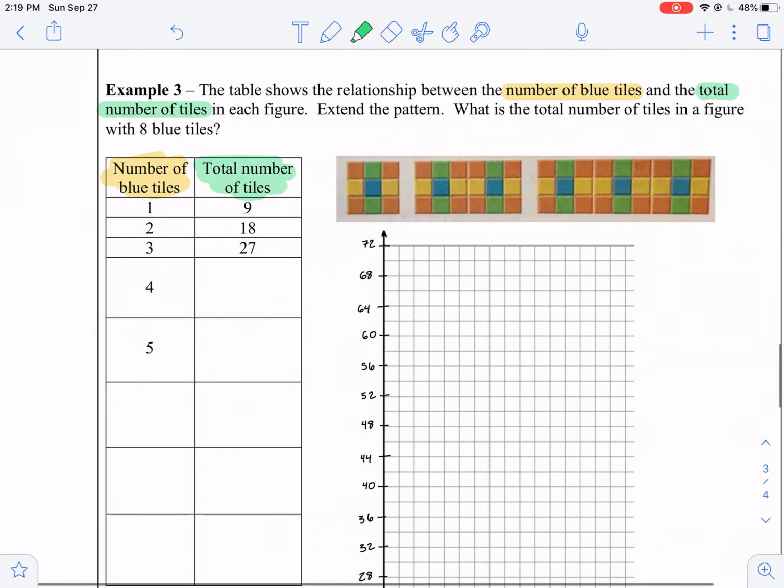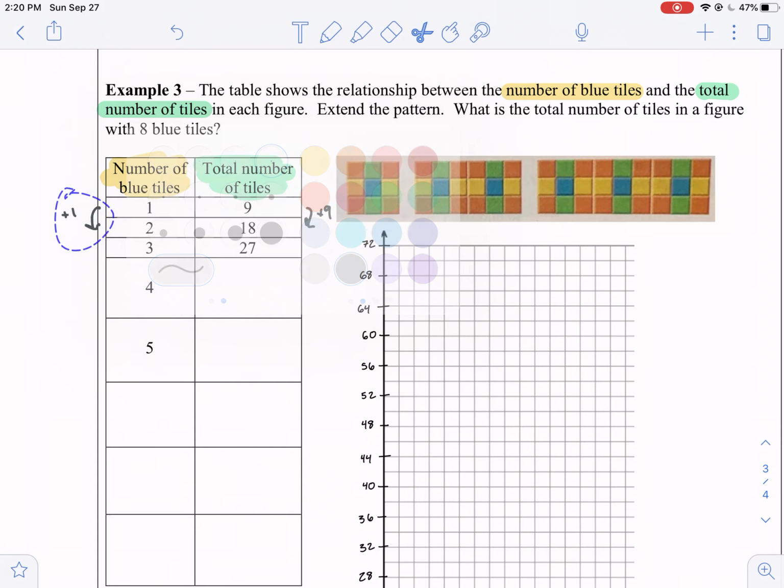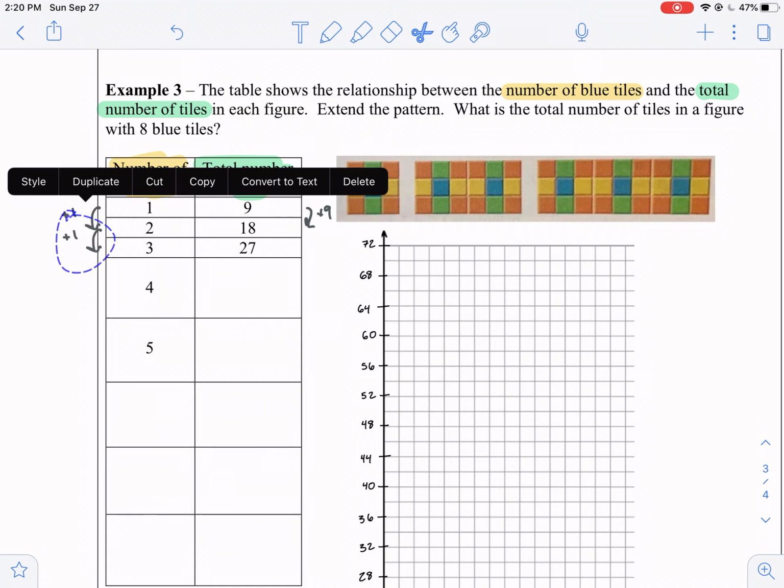So in our first iteration, in our first step, we see we have 1 blue tile and 9 total tiles. Here we have 2 blue tiles and 18 total tiles. So here we have 3 blue tiles and 27 total tiles. Are you starting to notice a pattern? I would hope so. So here each time we add 1, this time we add 9. So let's follow that same pattern. As we add 1, we add 9 again.